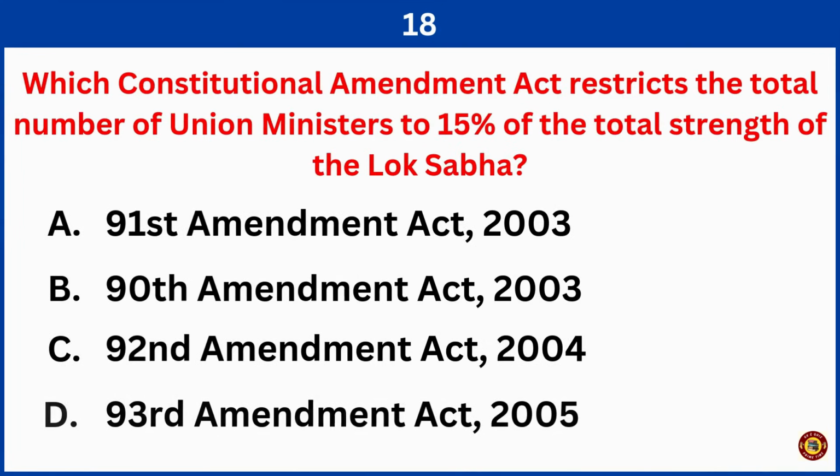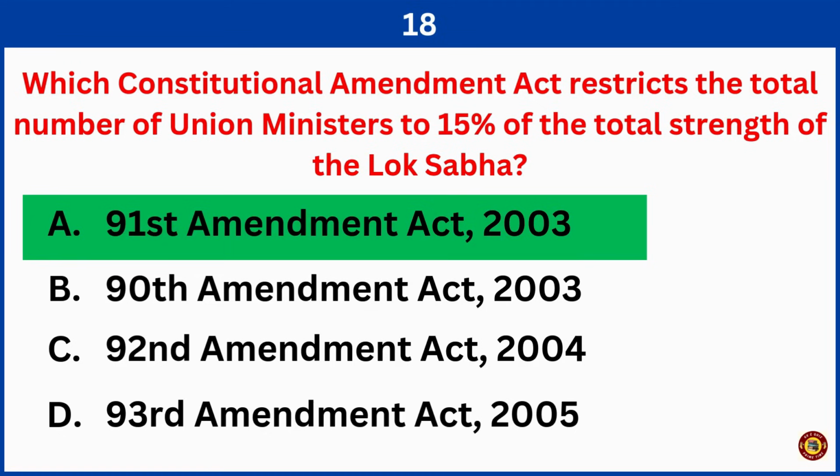Which constitutional amendment act restricts the total number of union ministers to 15% of the total strength of the Lok Sabha? Correct answer is option A, 91st Amendment Act 2003.